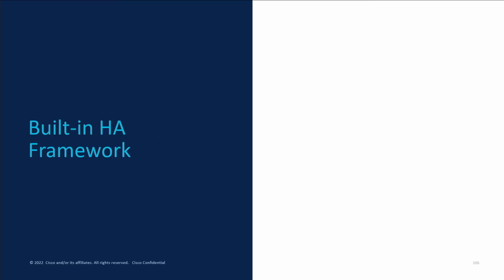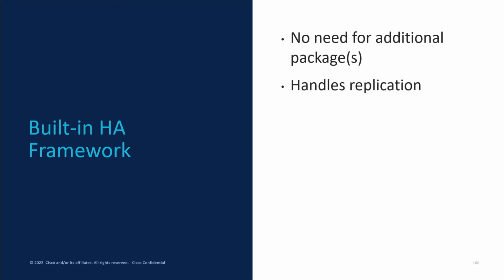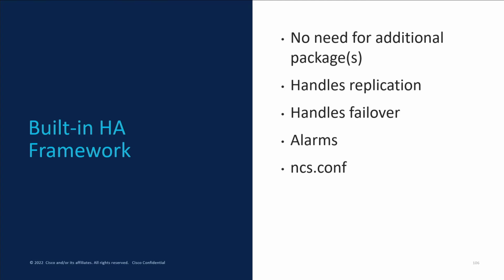A few words about the built-in framework. So now, to use HA, you don't need to install any extra package. You just start NSO as usual, and then you just add configuration. It does the same. It handles replication, it handles failover, and it has alarms. So we just move that into NSO to make it easier to start up. But you still need to edit the ncs.conf file to enable HA.